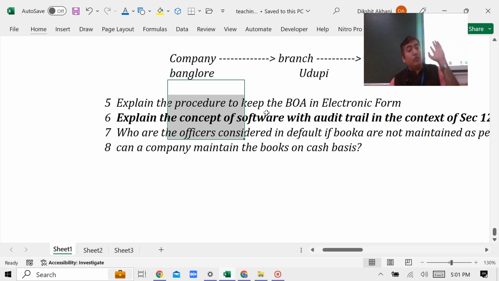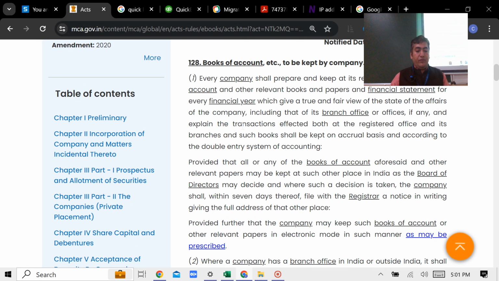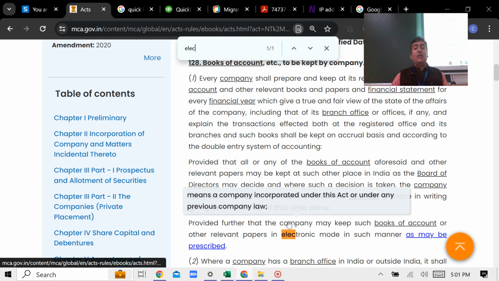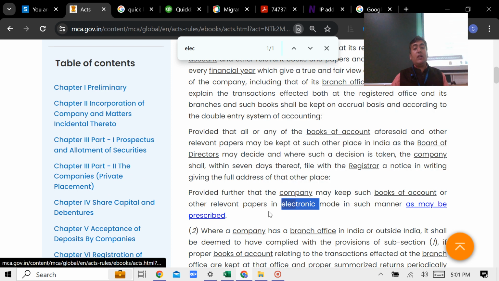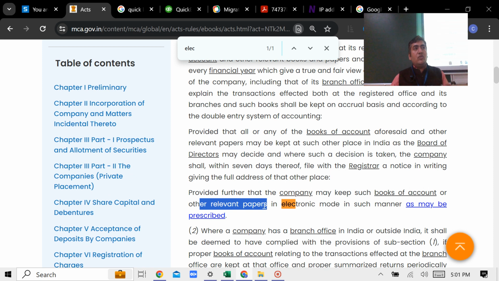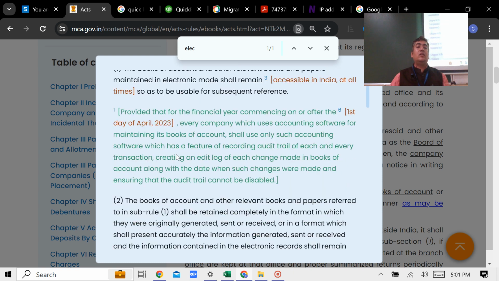In fact, if you come here, let me tell you, if you go to the word electronically, yeah, it is written: further, that the company may keep such books of accounts in what form? Now listen to the words: such books of account or other relevant papers. So it is not just about books of accounts. You can maintain your minute books in electronic form. You can maintain your registers too, but these rules you have to follow.